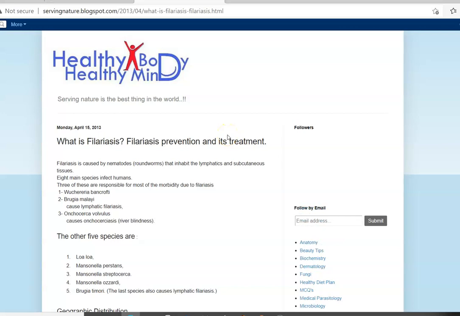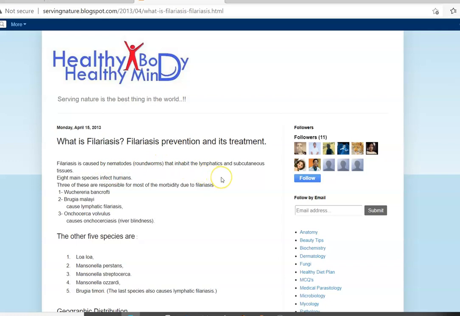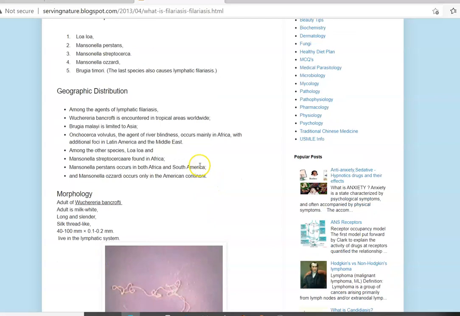So what is filariasis? These are little roundworms. They get into the tissues and into the lymphatic system. And the lymphatic system allows them to distribute throughout the body. So Wuchereria bancrofti is typically in tropical areas. Brugia malayi, Malaysia, right? It's in Asia. Onchocerca causes river blindness, mostly in Africa. And there's a little bit in Latin America and a little bit in the Middle East. Loa loa and Mansonella streptocerca and perstans are in Africa. Perstans is also in South America. Ozzardi is only on the American continent.